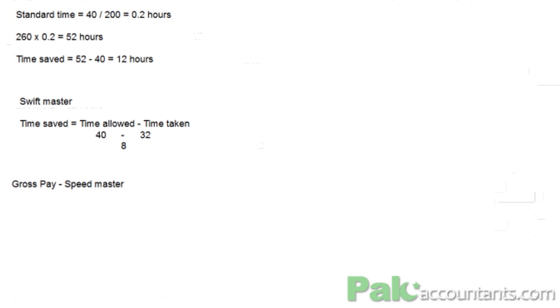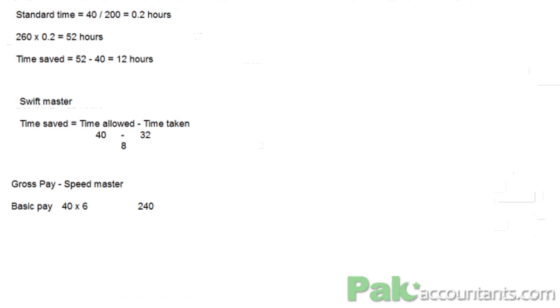First of all, we'll be calculating the gross pay of Speedmaster. For that, the basic pay will be the number of hours he worked, which is 40 hours, paid at $6 per hour. So he was getting $240 as the basic pay.